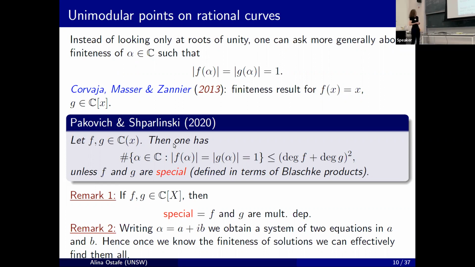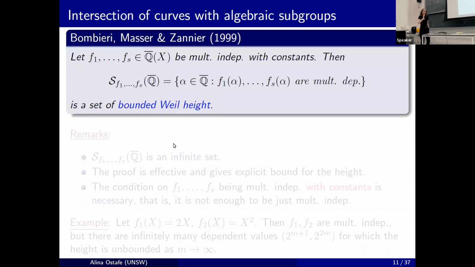Yes. And again, writing alpha as a plus ib, these two relations give you a system of two equations in a and b. Hence, once you know that there are finitely many of them, you can find all such points. Now, so Lang's problem tells us about torsion points on curves, but we can also ask about higher order multiplicative relations of points on curves.